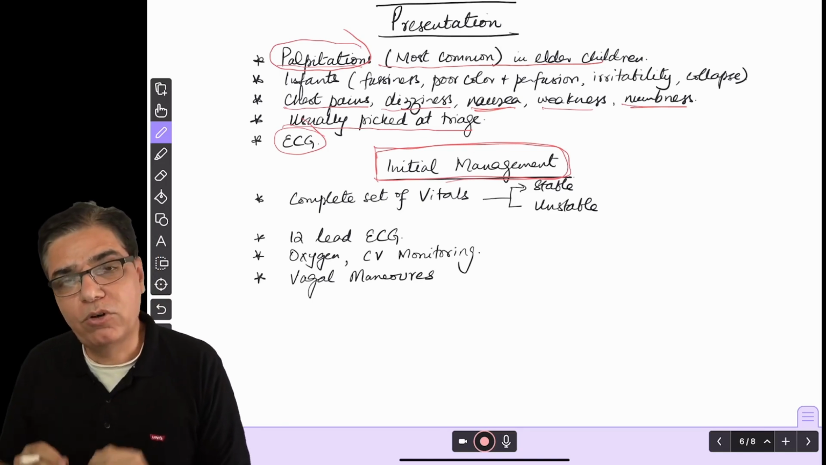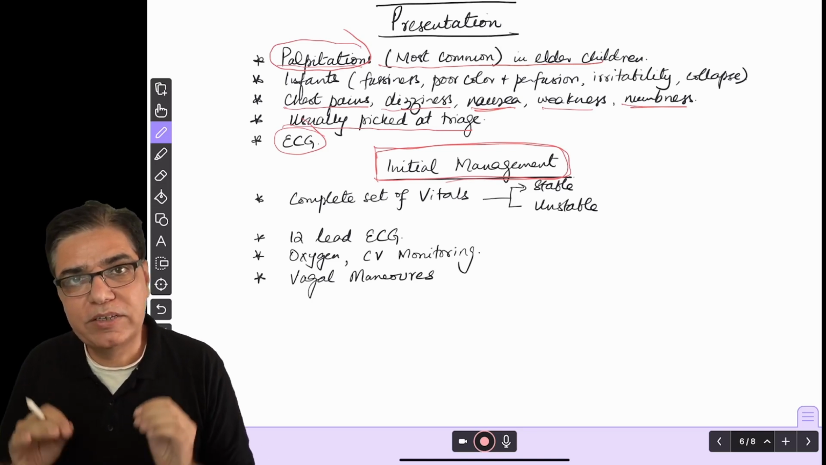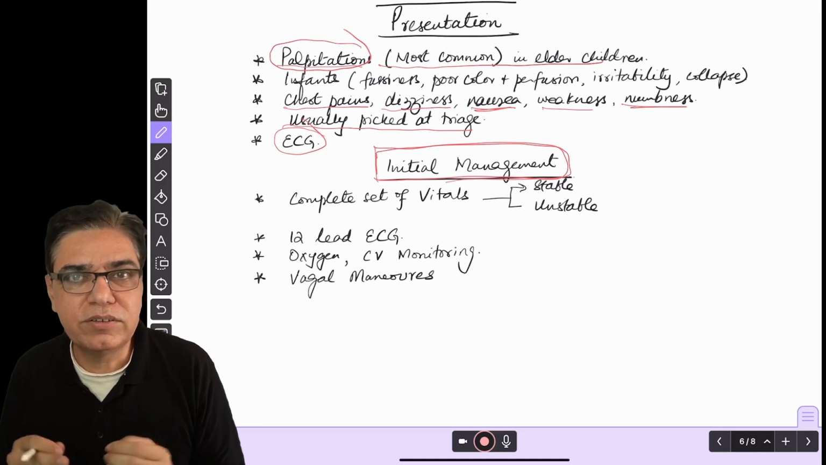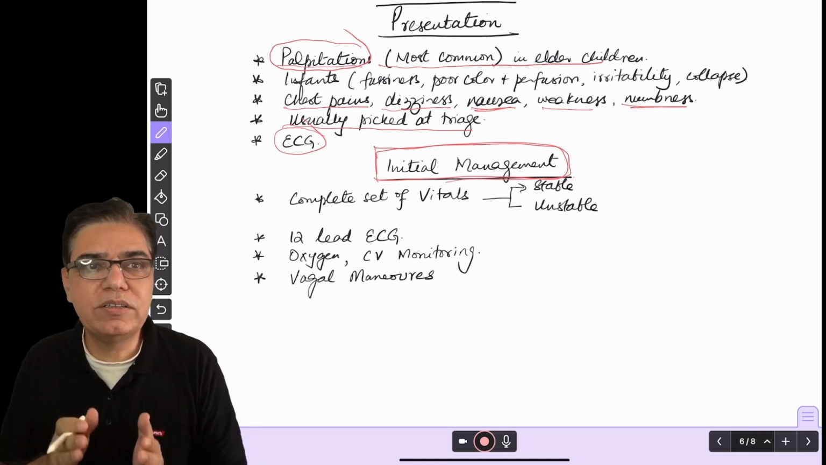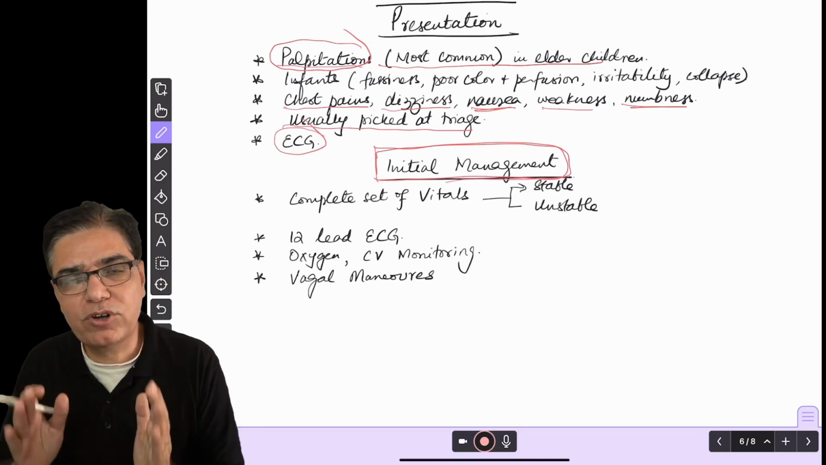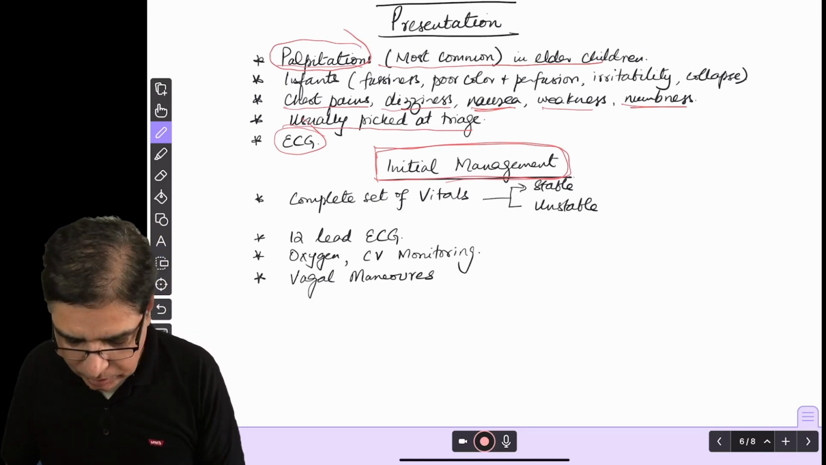So coming back to the topic, management is divided into two parts. The initial management, which means the emergency treatment of these rhythm problems. That means converting these rhythms back to normal rhythm. So the fast heart rate has to be brought down to the normal heart rate.